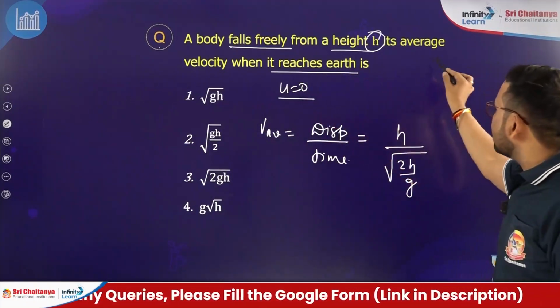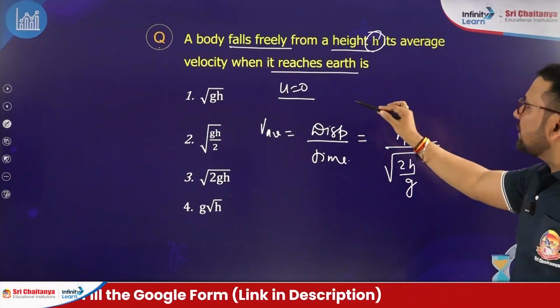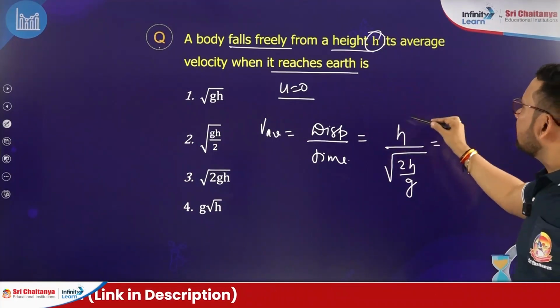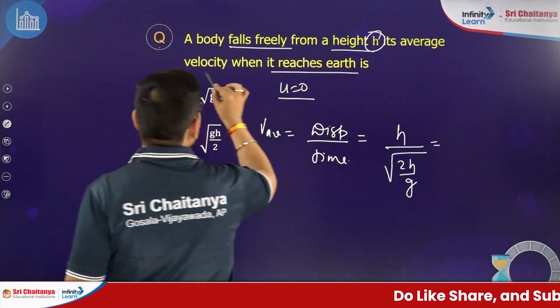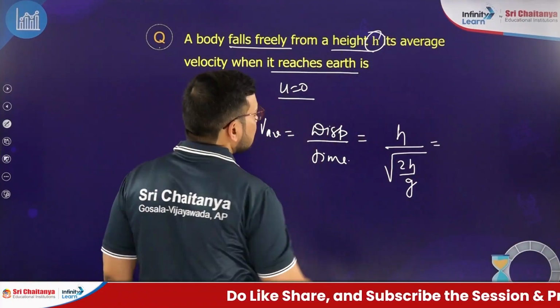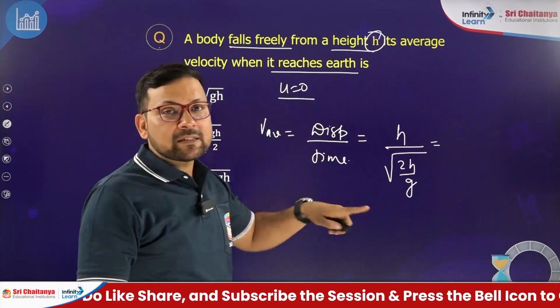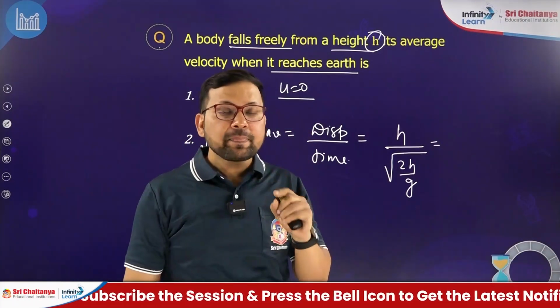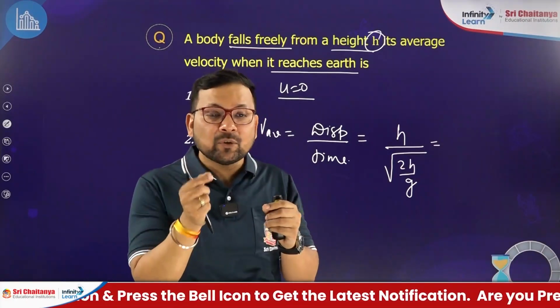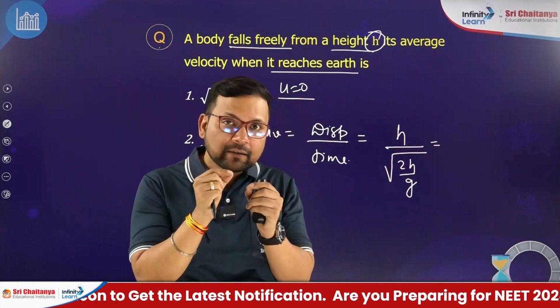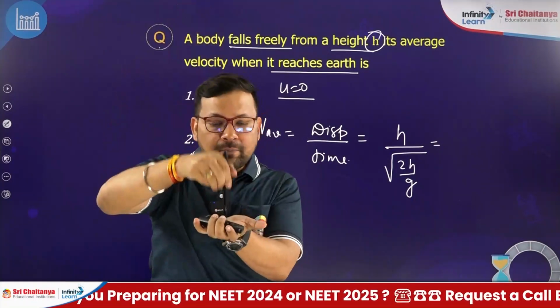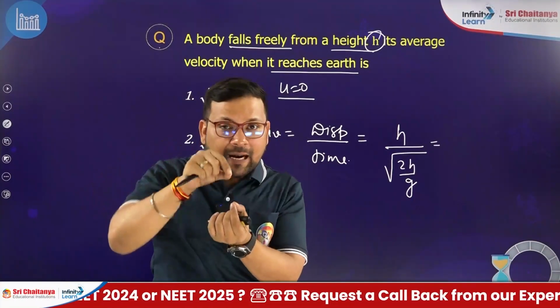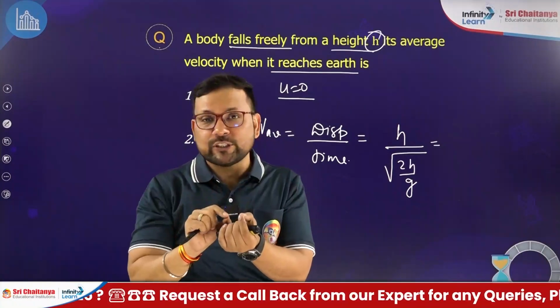Velocity when it reaches, average velocity. Not asking you direct. What is average velocity? Displacement by time. Body falls freely from height h. Average velocity when it reaches earth. When you can answer this conceptually, you can question one thing. What is the root 2gh? Root 2gh is the instantaneous velocity. From height h, the particle has come, strike the ground. At that particular point, velocity is root 2gh.